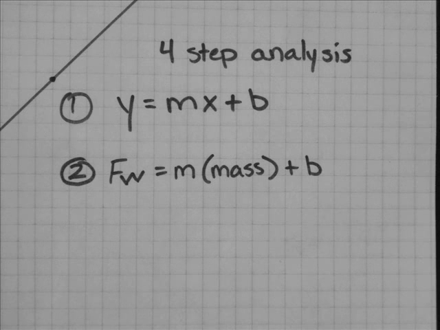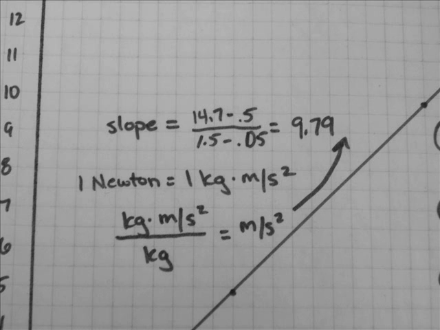In step 2, you were to substitute your variables from the graph. From your y-axis, you had the weight, and from your x-axis, you had the mass. Since we already have an m in the basic equation, I went ahead and wrote out mass. In step 3, you were to replace the constants, which requires you to find the slope and the y-intercept.